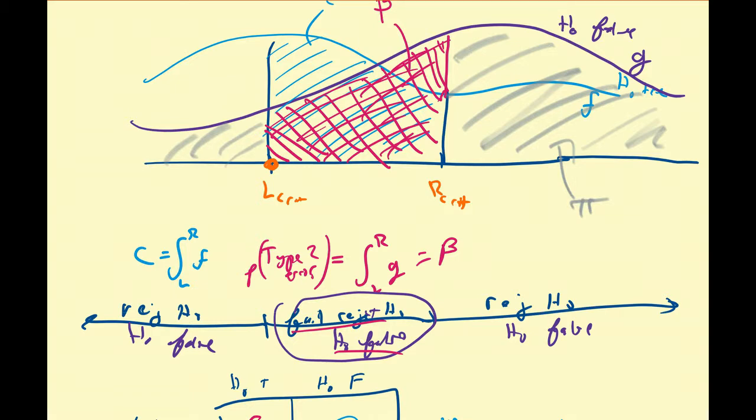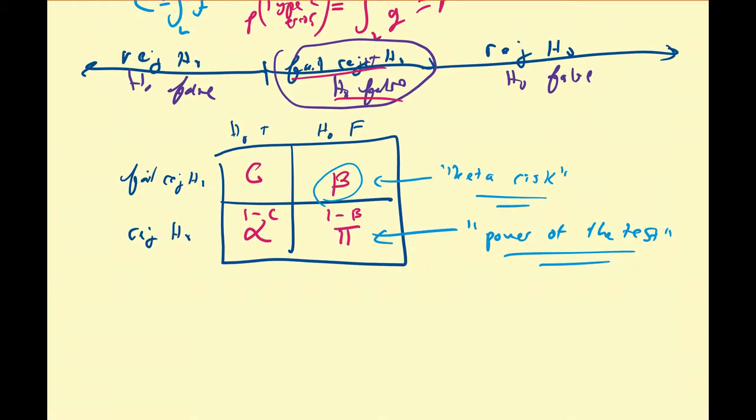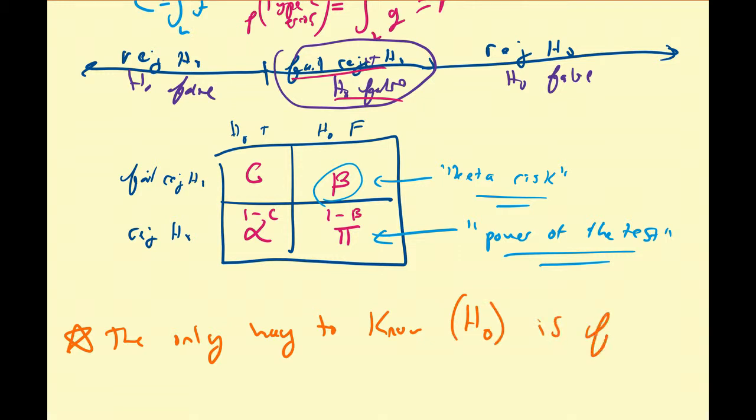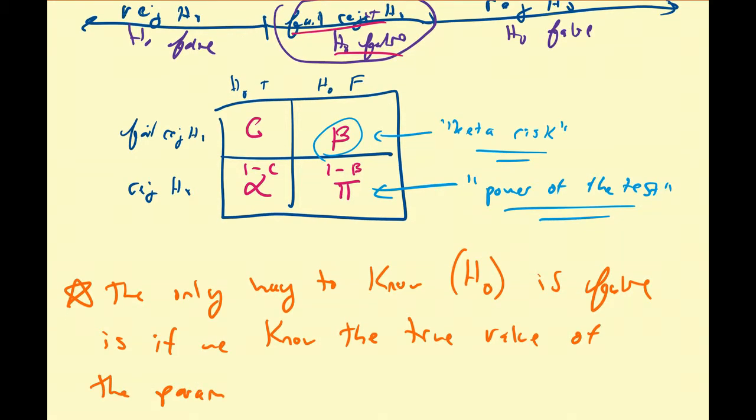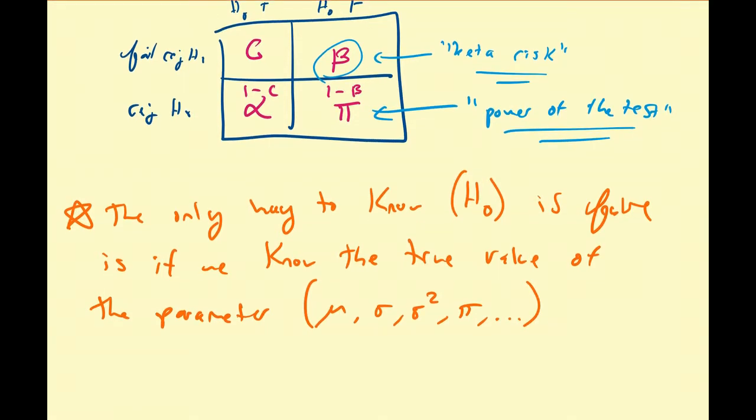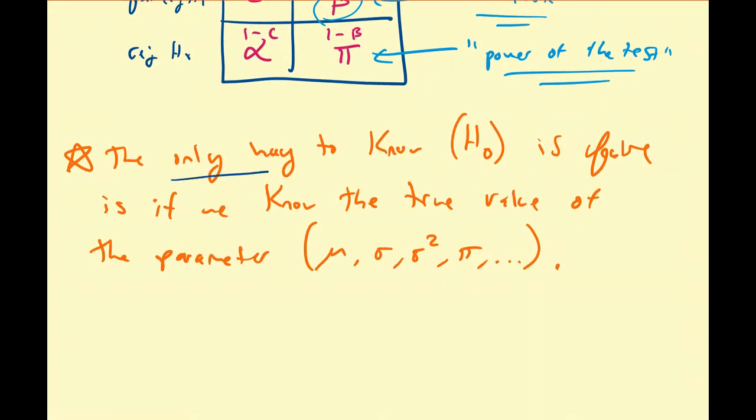All right, so why do we bring this up now? Because the only way to know that the null hypothesis is false is if we know the true value of the parameter, whether it be mu, sigma, sigma squared, pi, or so on. Here, pi is the proportion, so there's some overlap in notation if you want to consider that. All right, but even though we don't know the true value of the parameter, it doesn't mean that it does not exist.